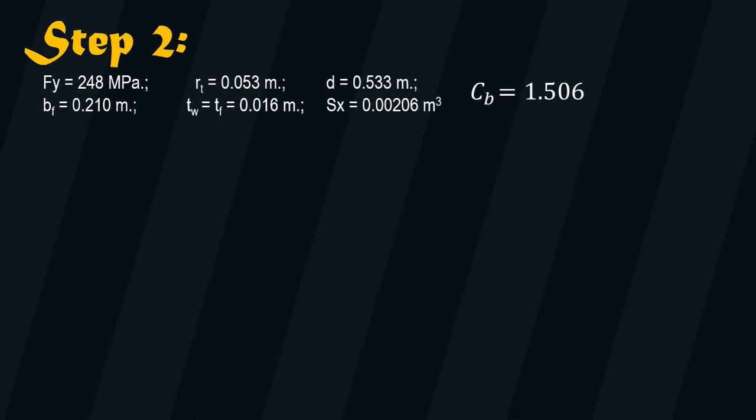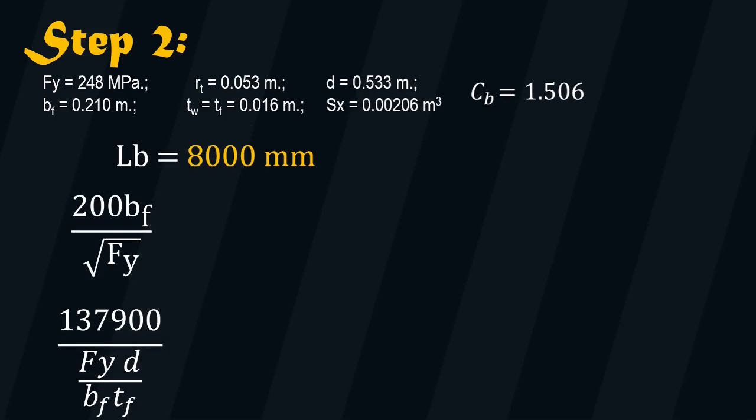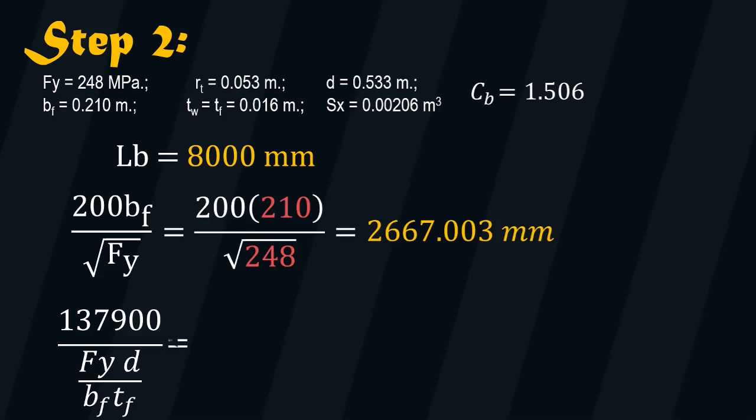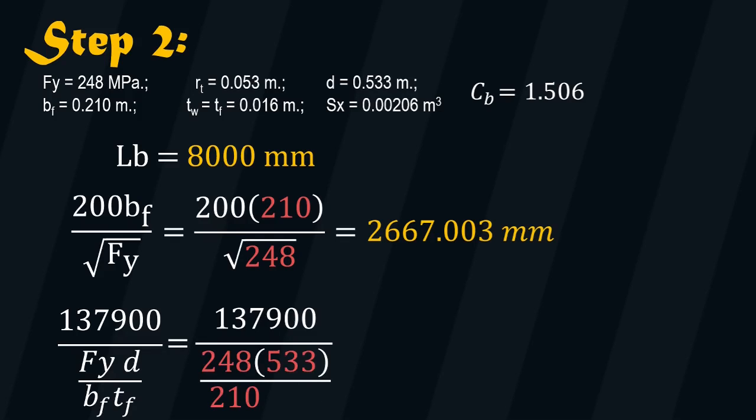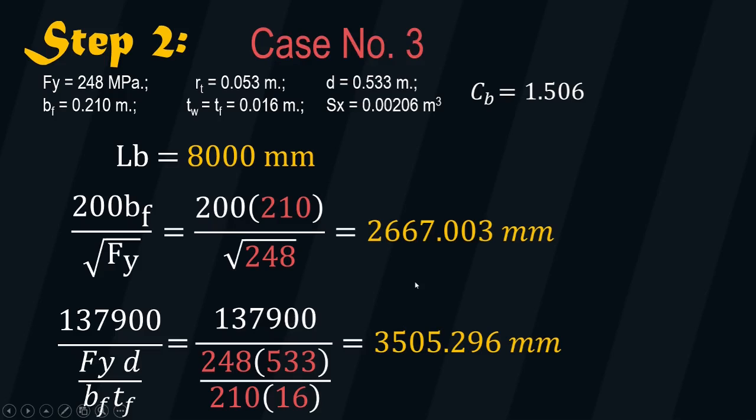Step number 2, we need to find what case we are in. LB is 8,000 mm. We also need to find the value of these quantities. For the first one, we have 2,667.003 mm. And for the second one, we have 3,505.296 mm. Since 8,000 obviously exceeds both of these values, therefore we are in case number 3.